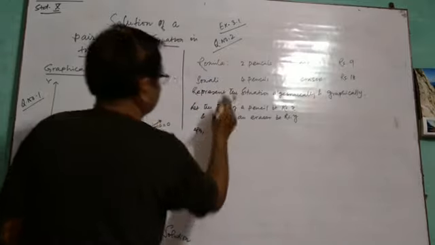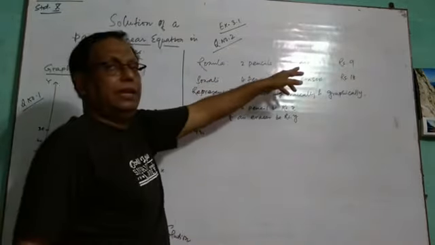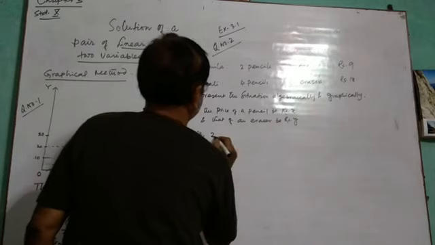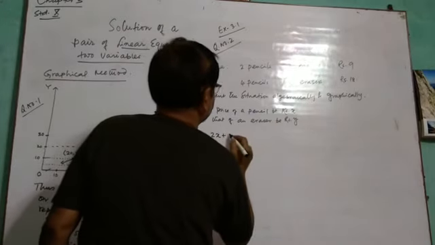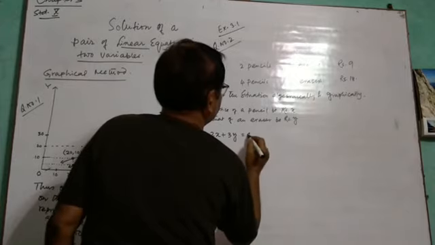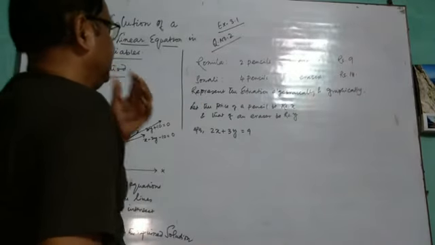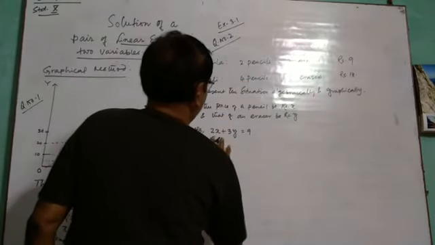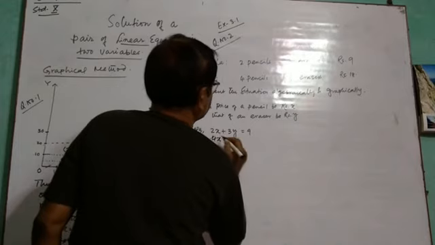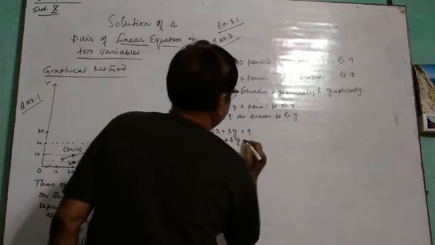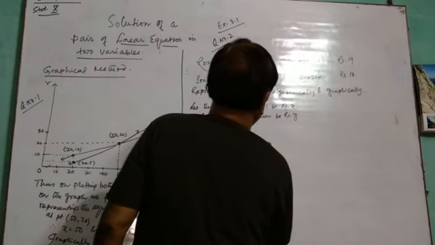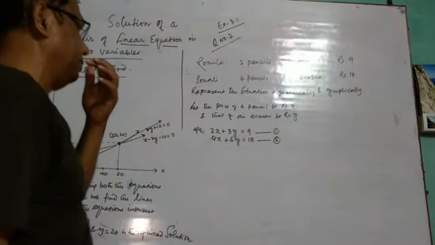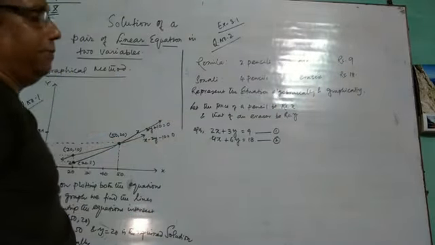According to the first question, Romila buys 2 pencils and 3 erasers. 2 pencils means 2x, and 3 erasers, 3y, is equal to 9. And Sonali buys 4 pencils and 6 erasers. 4 pencils, that is 4x, 6 erasers, 6y, and she is paying rupees 18. This one is your equation number 1. This one is your equation number 2. So algebraically we have represented.